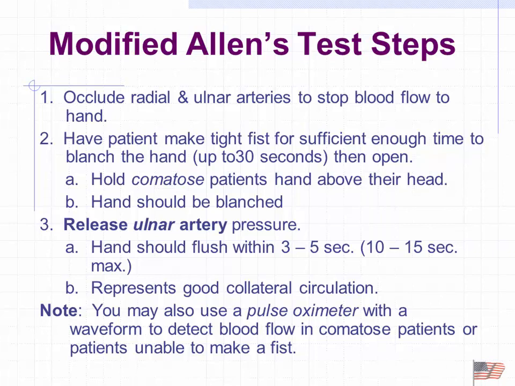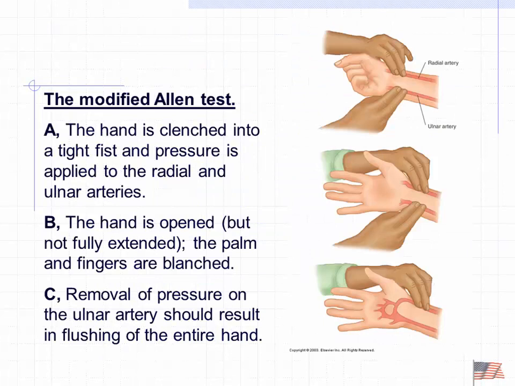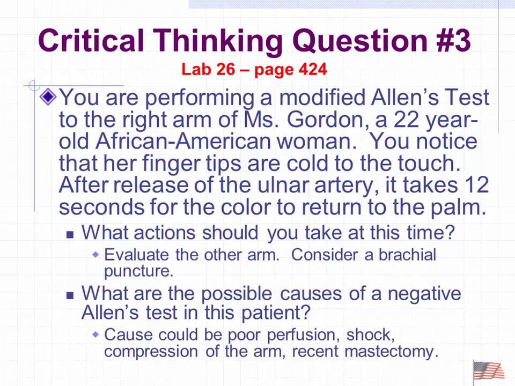Okay, modified Allen's test. And just if you want another picture out of Egan, it gives you the idea of how that collateral circulation occurs.